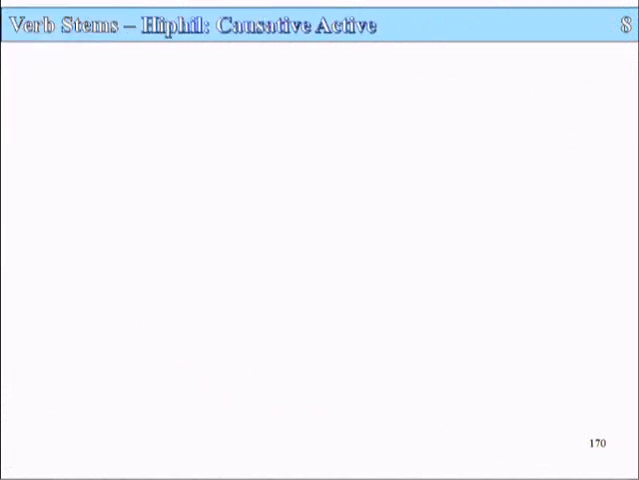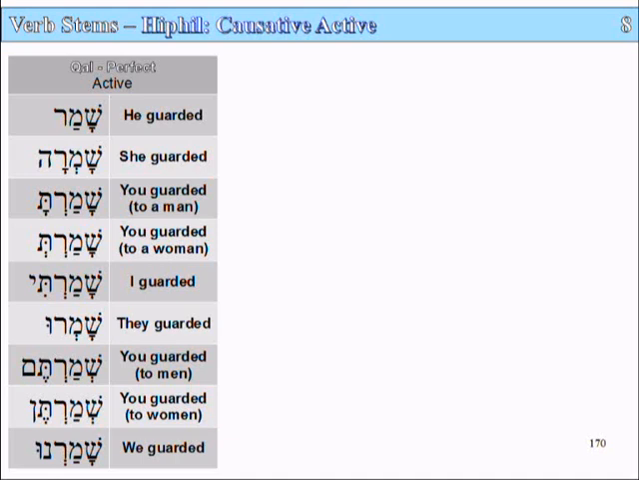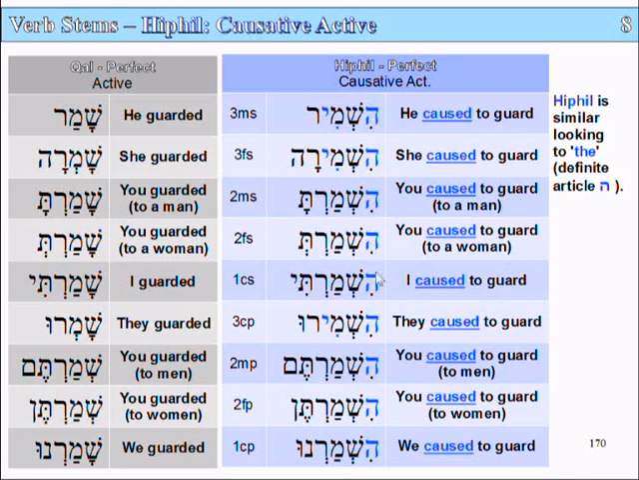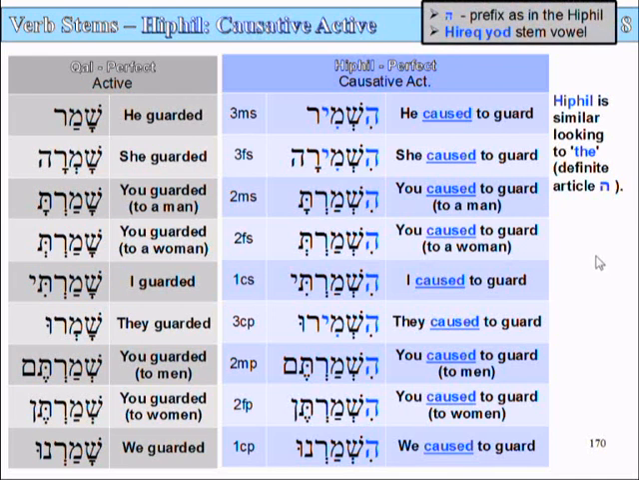Slide 170, Lesson 8, Verb stems, Hiphal, the causative active verb stem. So let's have a look at the table now in comparison to the Qal perfect. The Hiphal has a hey at the beginning, and sometimes it has a hirik yod in the stem vowel. So that's how we can see if it's a Hiphal. So shamar, he guarded, becomes hishmir, he caused to guard. Shamra, she guarded, becomes hishmira, she caused to guard. Shamarta, you guarded, becomes hishmarta, you caused to guard. So just note sometimes the yod appears there and sometimes it doesn't, but it always has a hey with hirik at the beginning of the Hiphal.